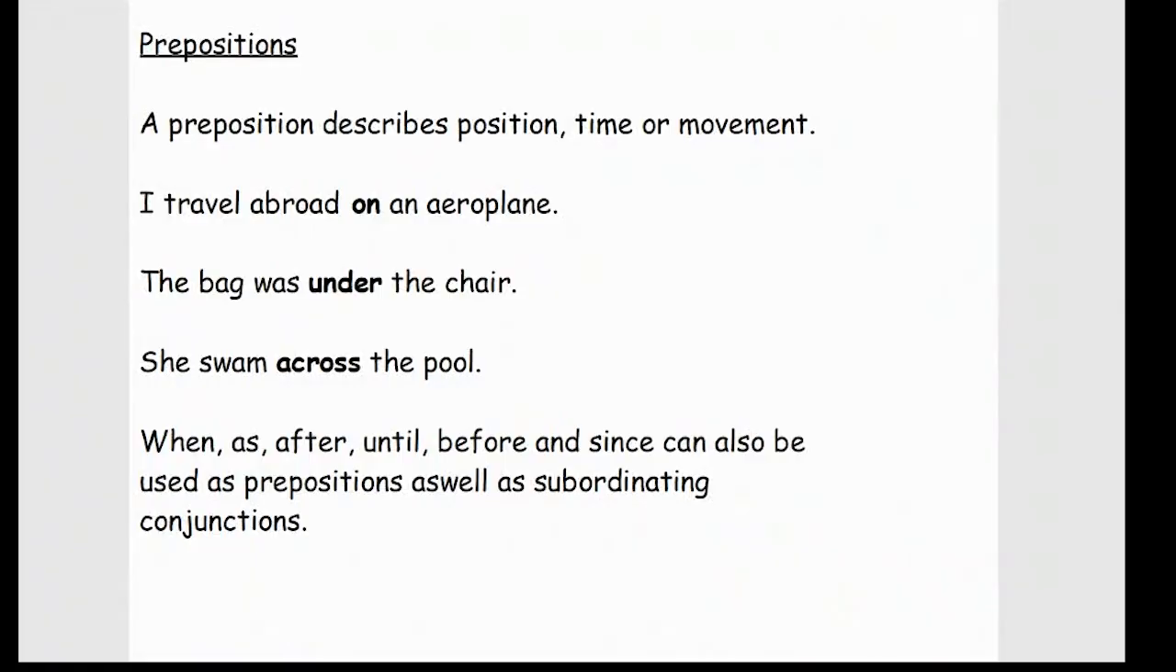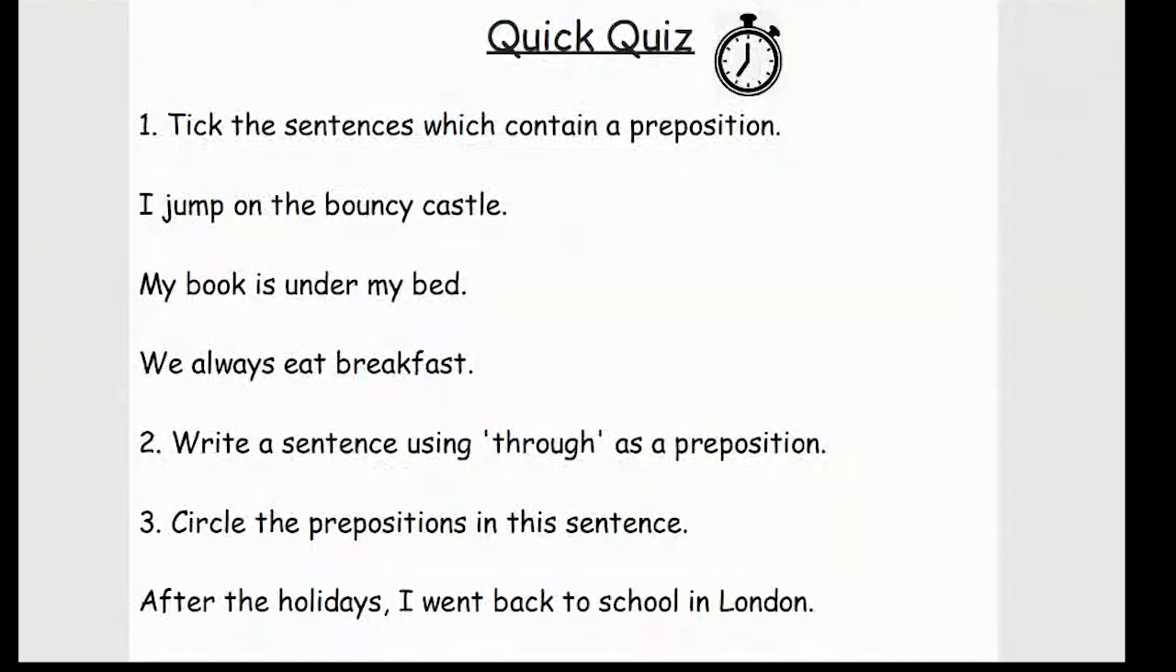Okay, prepositions. There's a little clue in the word there, the position. It describes position, time, or movement. So for example, I travel abroad on an aeroplane. The bag was under the chair. She swam across the pool. Now, there are some prepositions which can also be subordinating conjunctions. So at, when, as, after, until, before, and since are also used as prepositions.